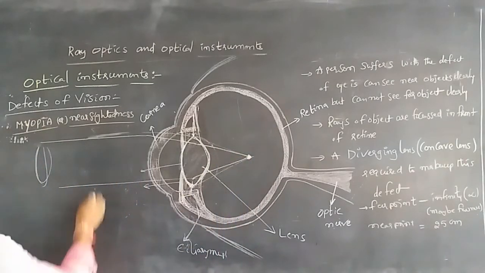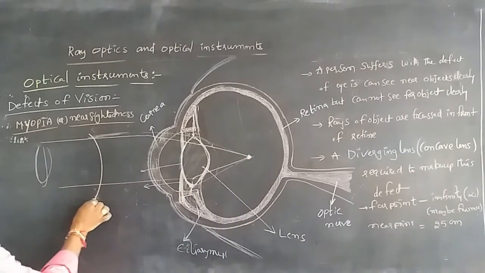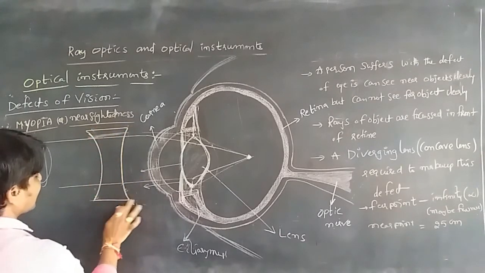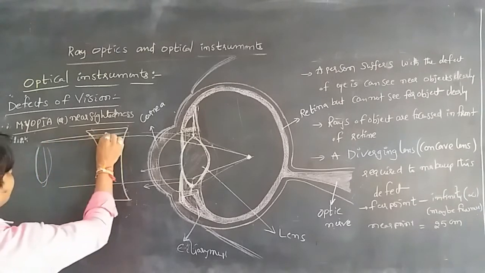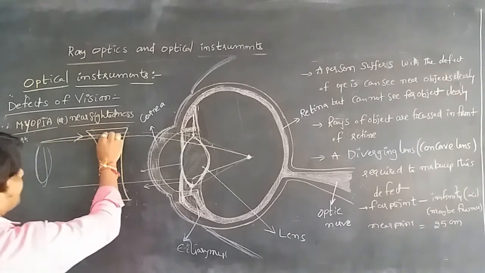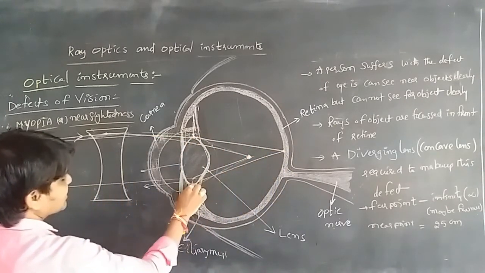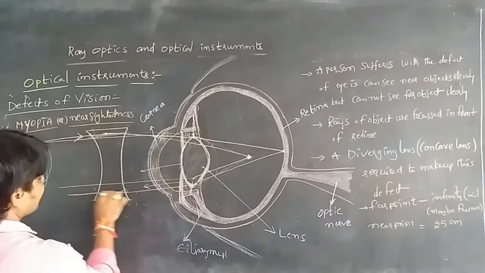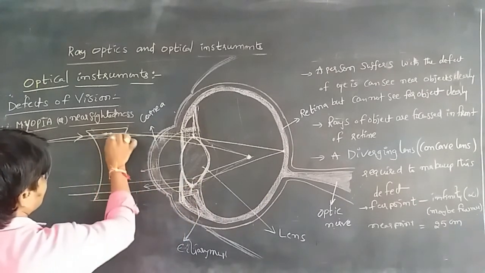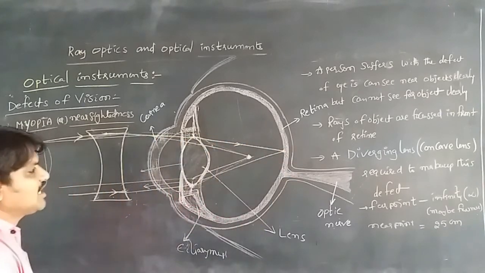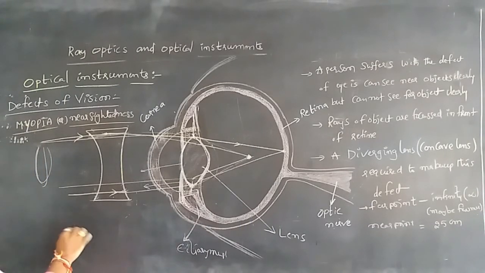To reduce this problem, we use a diverging lens. By using the diverging lens, the defect can be made up. The defect is reduced whenever the light ray is incident on it. Due to the divergence of the lens, the ray is incident clearly on the retina, so the image can be visible. The far point of the object will be infinity.